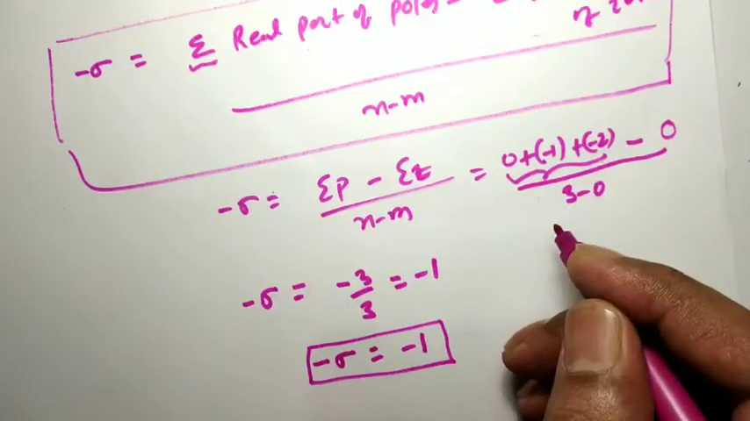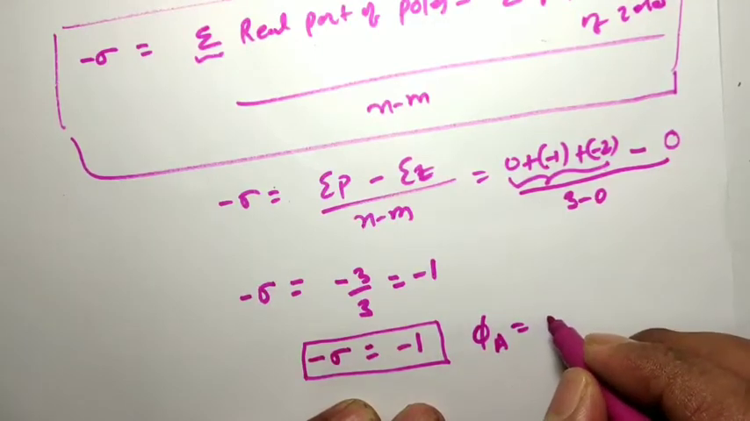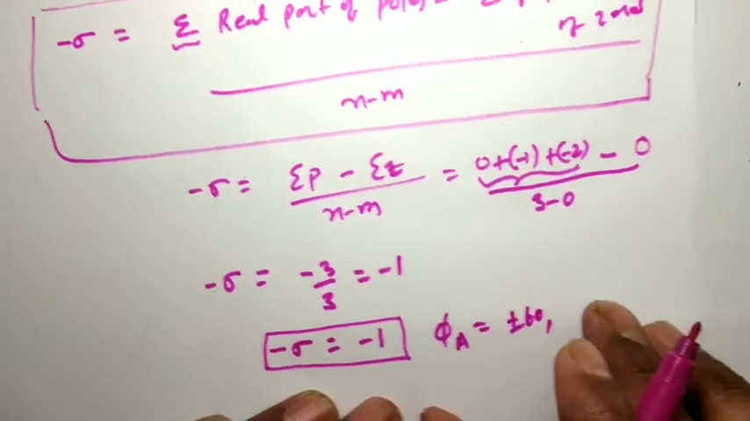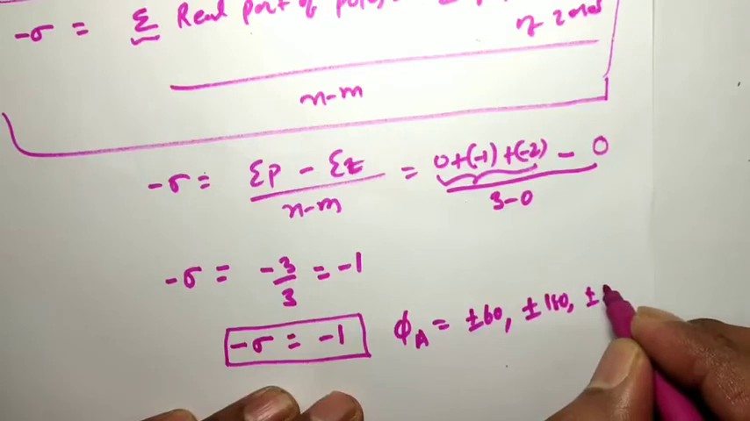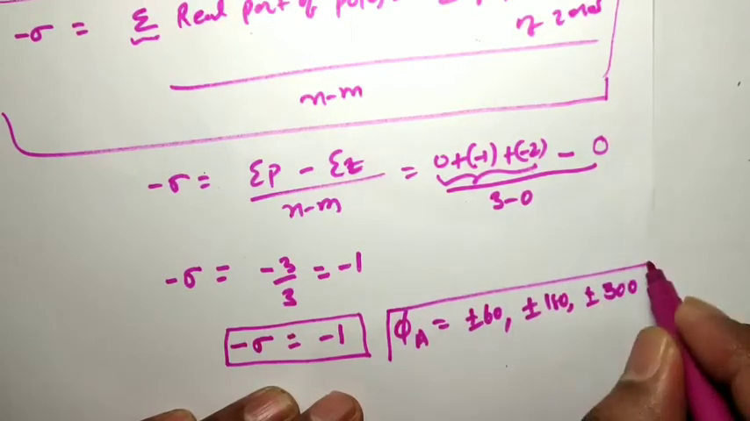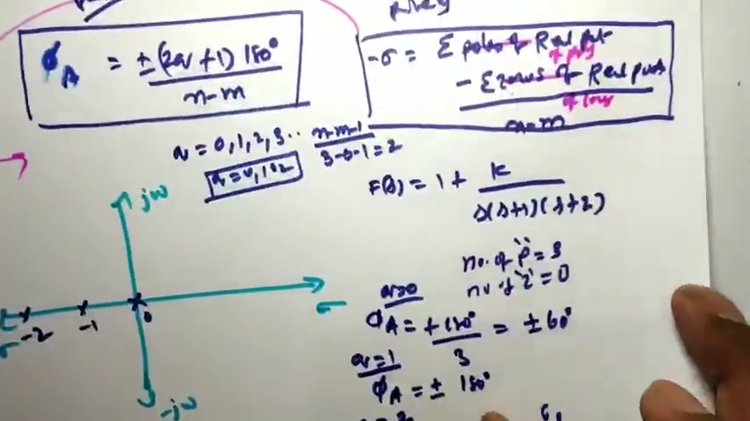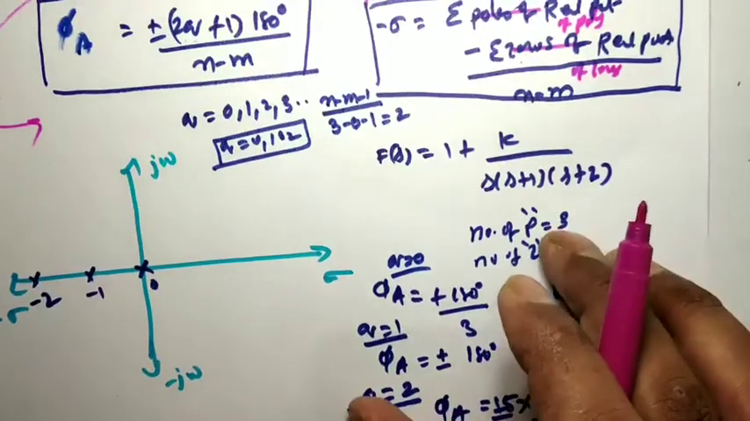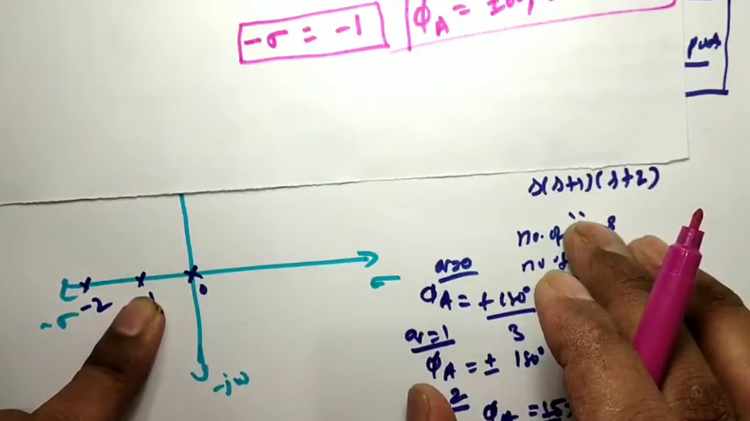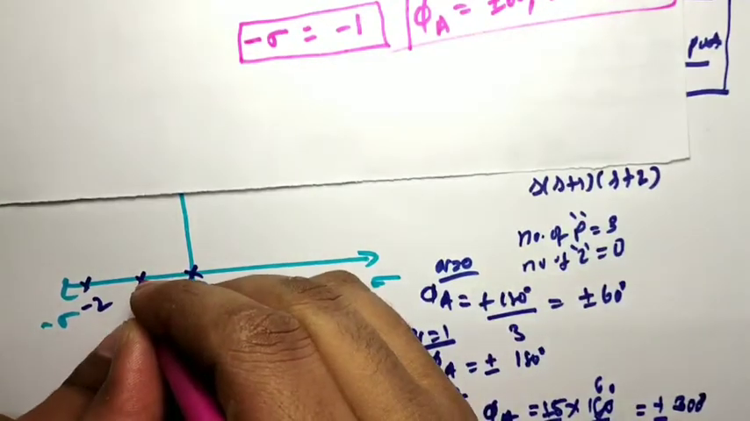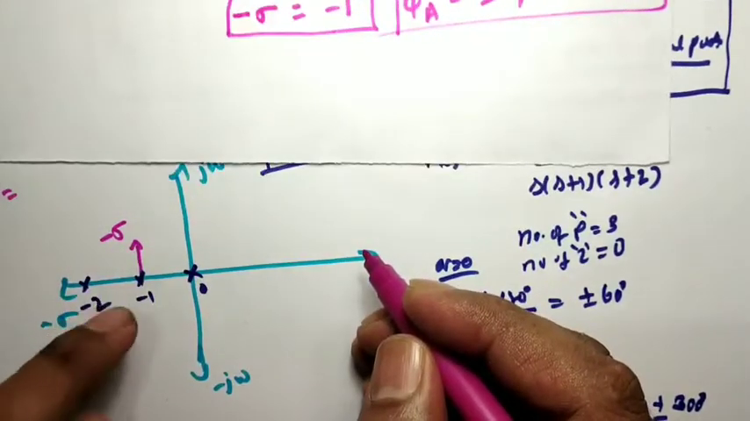So what are our asymptotes? Your asymptotes, as you have calculated, are plus or minus 60, plus or minus 180, and 300. So this is your asymptotes. So I'm going to draw asymptotes here. In this graph, the centroid is where it is minus 1. Okay, this is centroid. So minus 1 is centroid.